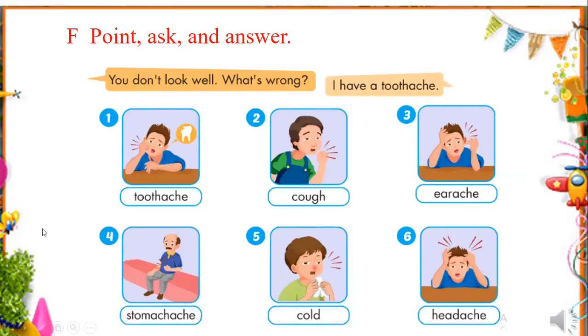Now, two. You don't look well. What's wrong? I have a cough. And three, now please say the sentence. You don't look well. What's wrong? I have an earache. I have an earache.